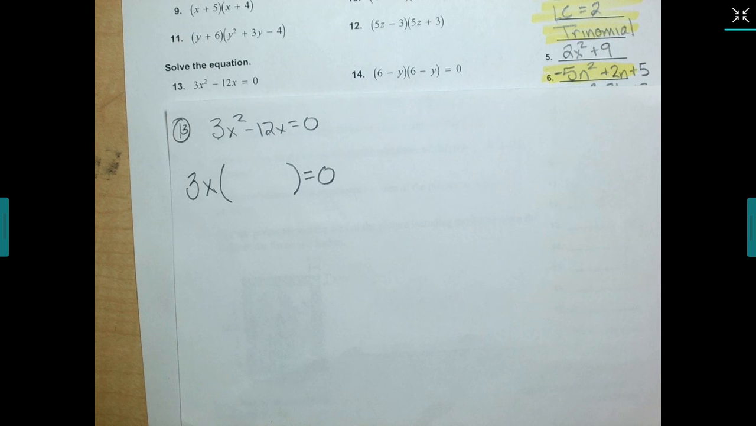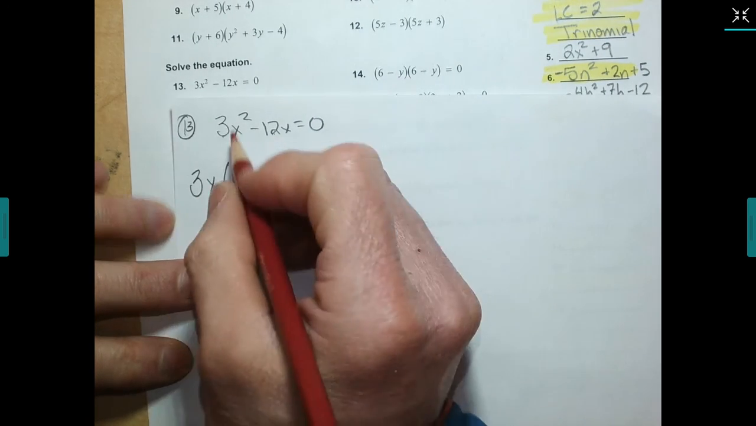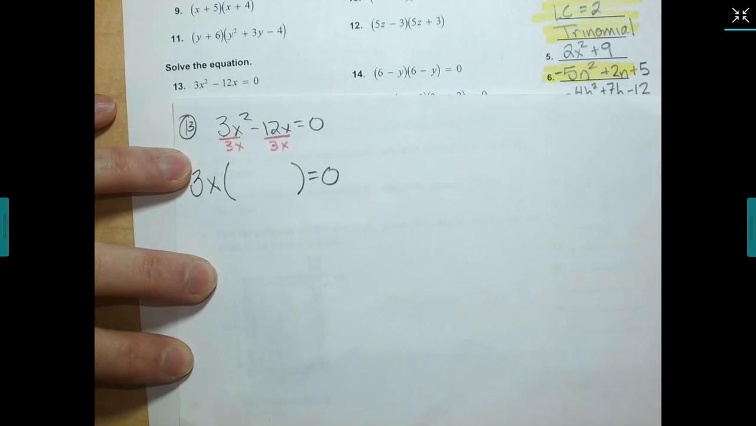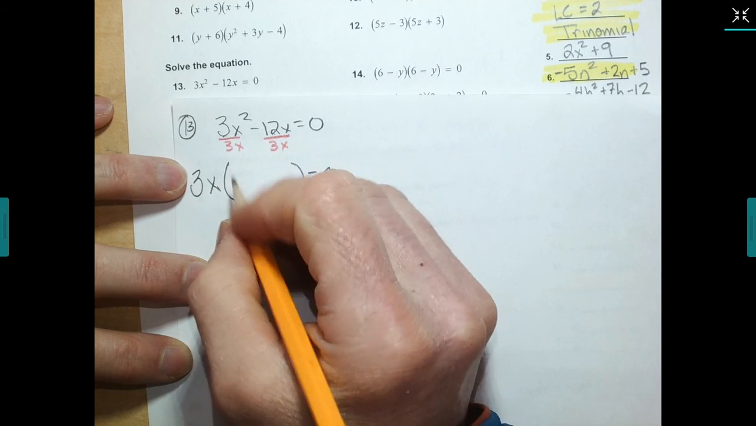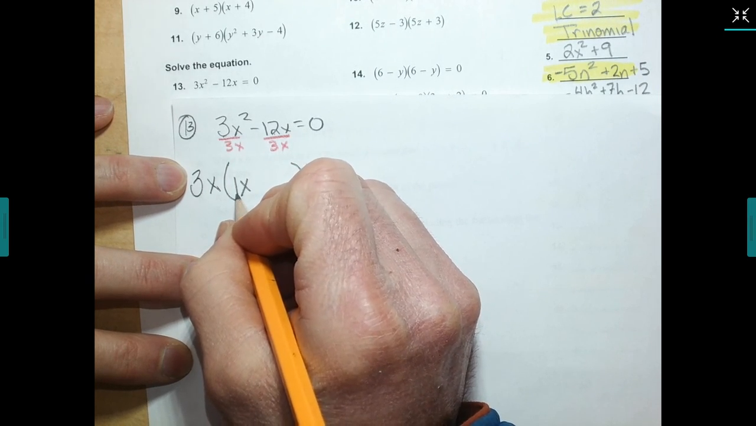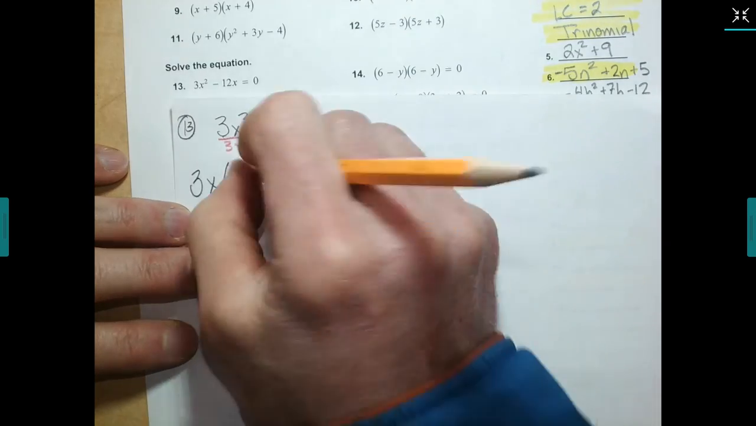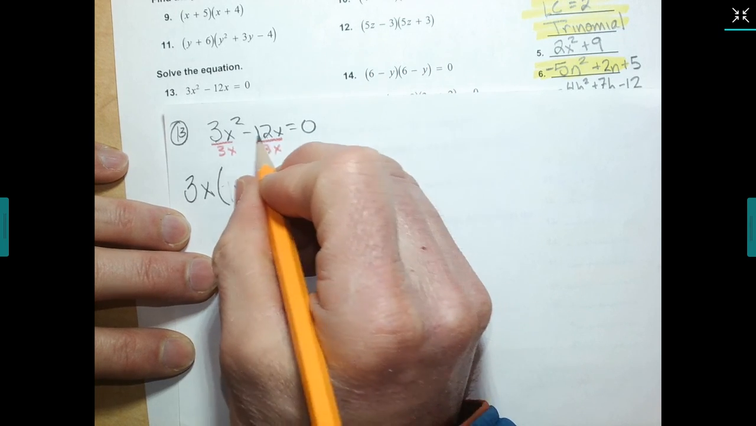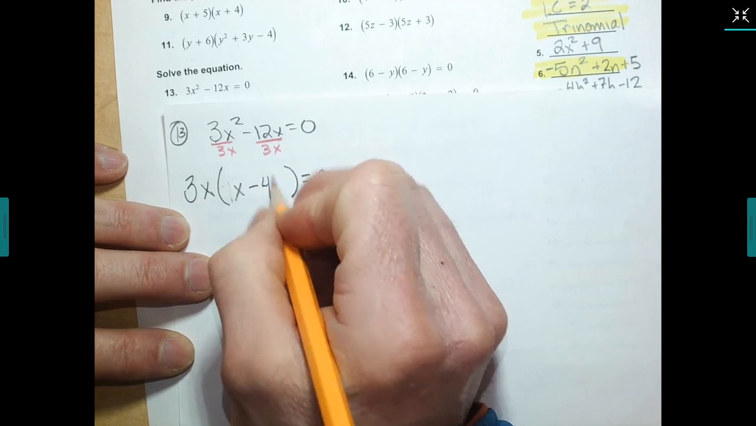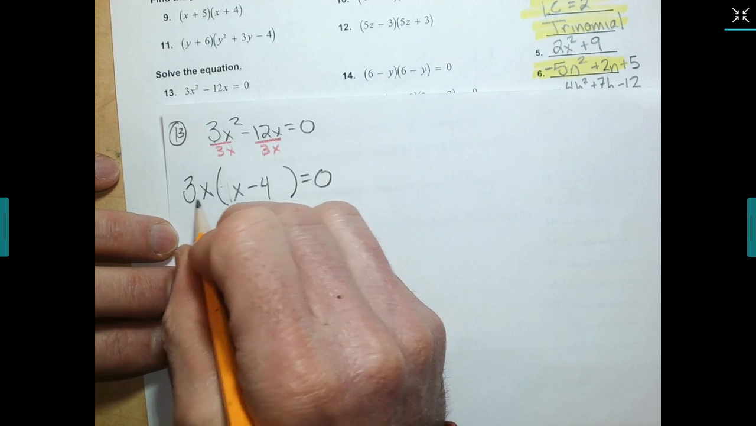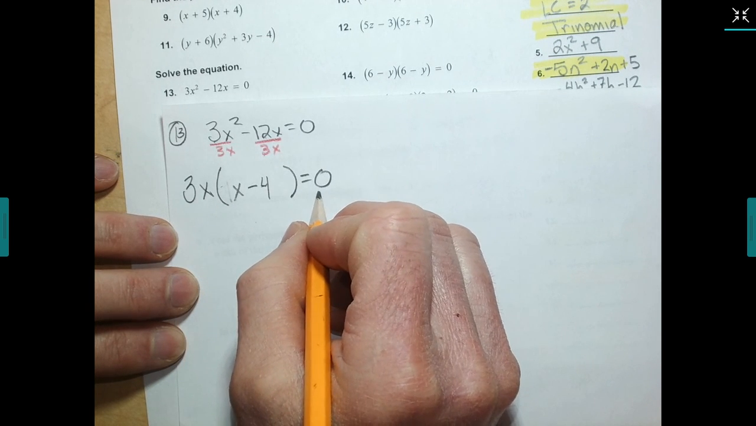Since I'm taking out a 3x, I'm going to divide by 3x. 3 divided by 3 is 1. X squared divided by x is x. Do I need that 1? No, I don't need it. Minus 12 divided by 3 is negative 4. X divided by x is just 1. So I've got my negative 4. So there it is. 3x times x minus 4 equals 0.